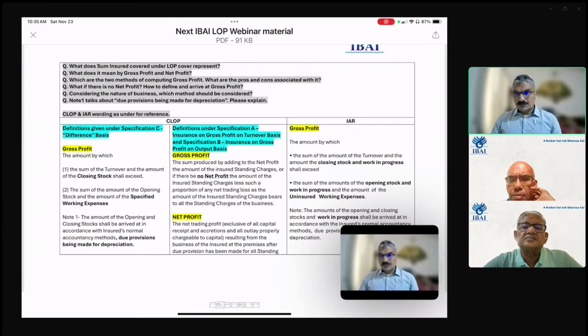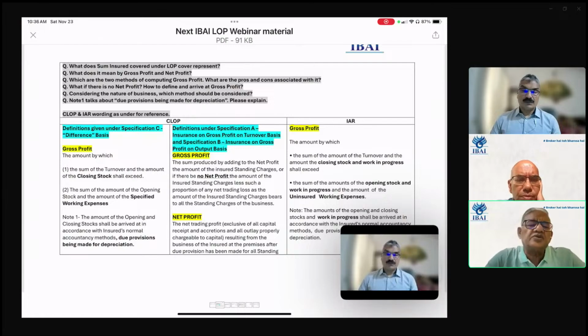So difference method is used worldwide nowadays as a standard method. Most of the policies are nowadays on difference method. Very few policies are still on the addition method. Perfect. So both are the same. It depends, but nowadays the practice is that difference method is more comprehensive, easier to calculate, and it does not eliminate any standing charges. It automatically covers all standing charges. Hence, this method is preferred. Just to add one more point.